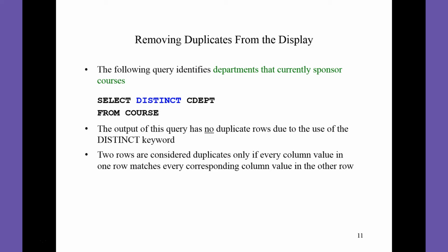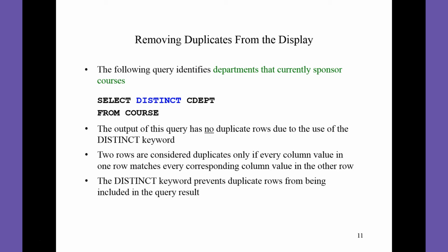Now, what constitutes a duplicate? Well, two rows are considered duplicates only if every column in the resulting row matches every corresponding column in the other row. Here, our rows in the result set contain simply C department, a single column. So if we see 4 rows in the result set that all say philosophy, then we'll retain only one of them. We'll talk about what happens when you have multiple columns in just a moment.